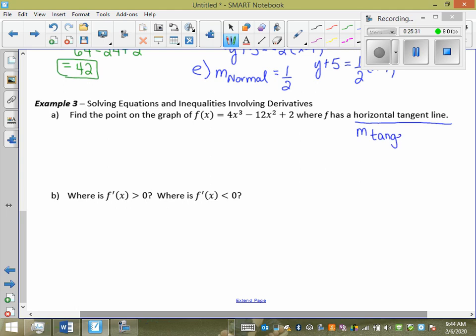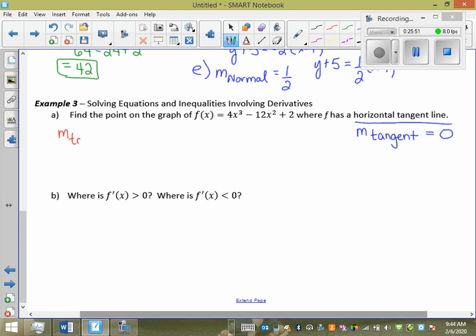Just like in 30-1 when I said it is a factor, you would say the remainder is 0, or on the unit circle, you'd say, oh, I fill it into x squared plus y squared equals 1. Same thing in calc here. If it says horizontal tangent line, they're indirectly telling you that m tan equals 0. So I need to find m tan first.